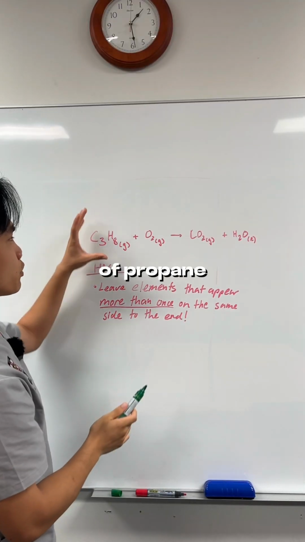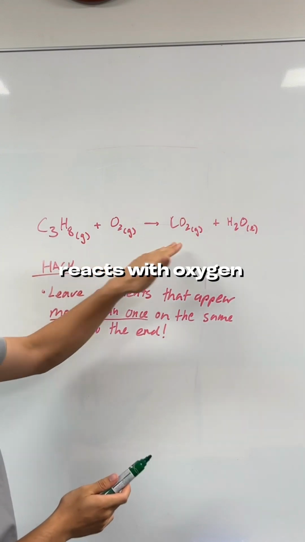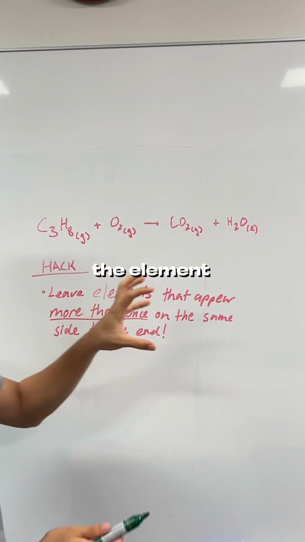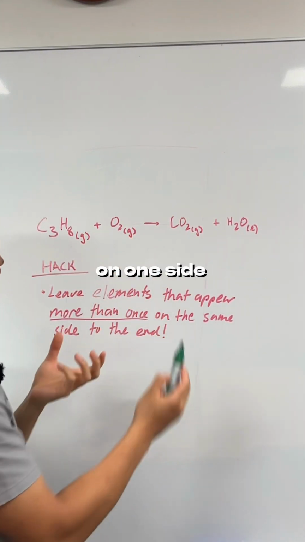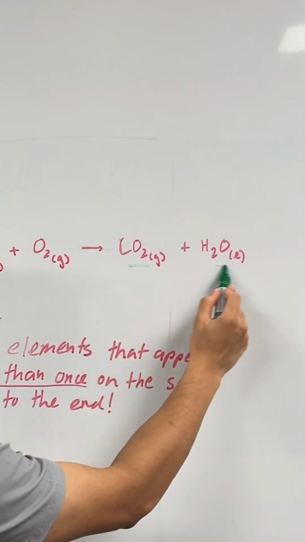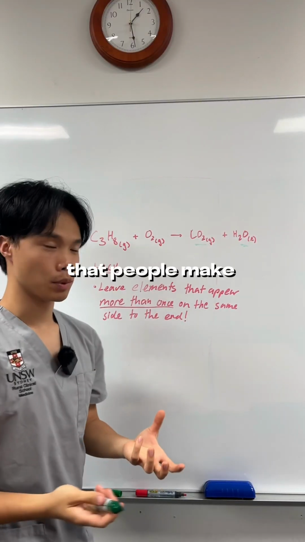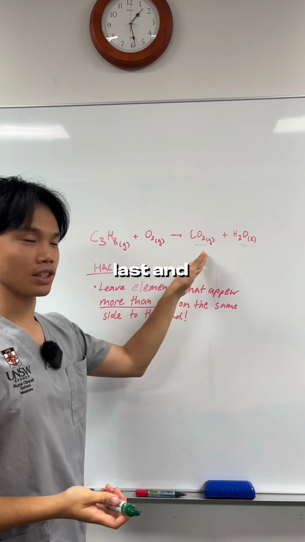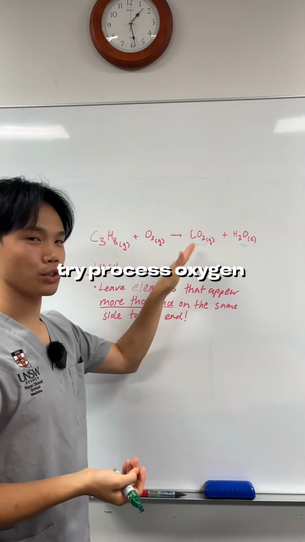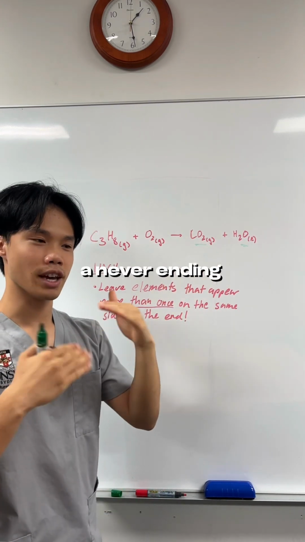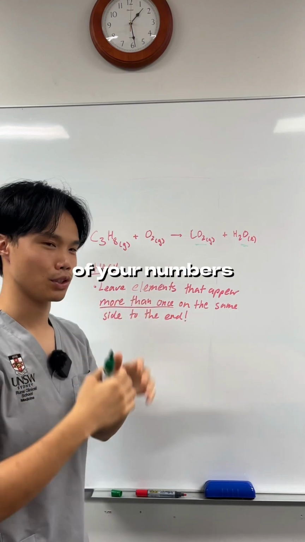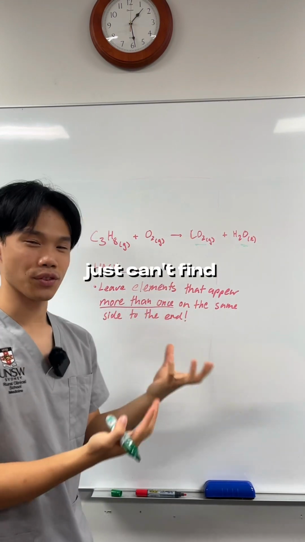In the combustion of propane, where you have propane reacting with oxygen to make CO2 and water, the element that appears more than one time on one side is this oxygen over here. And the common mistake that people will make is they don't balance this last. What happens if you try to process oxygen first or second is that you'll have a never-ending multiplying cycle of your number just increasing more and more, and you just can't find the right balance.